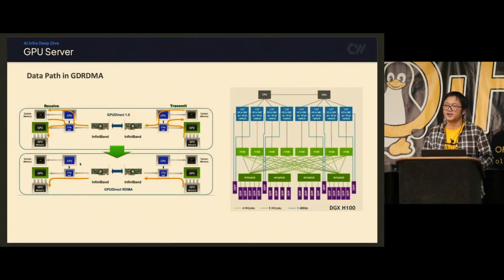There are actually two kinds of HPC network. One is called InfiniBand. That's a totally different network infrastructure. The other one is RoCE. It's based on Ethernet, and it's actually based on the UDP protocol.